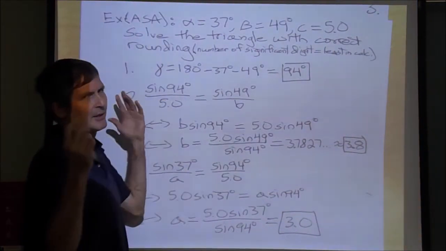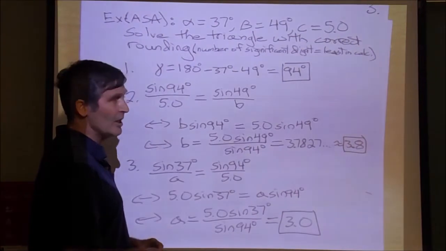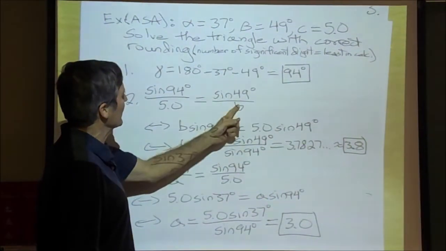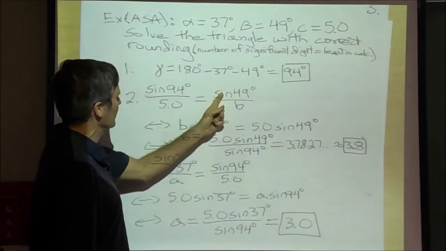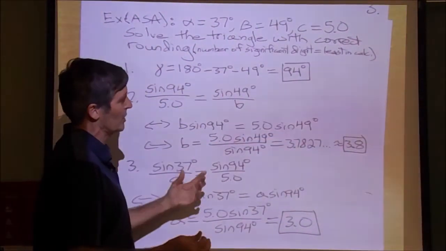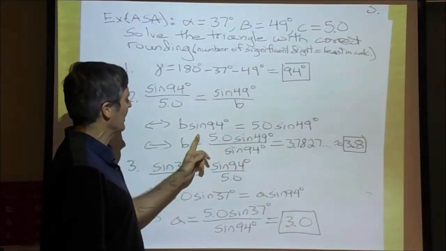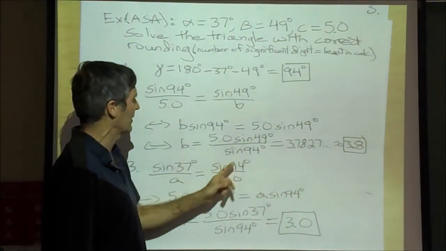Well, this time, just to be different, I'll show another algebraic way people often like to solve these things. Cross multiply. When you have two quotients equal, then this times this equals this times this, right? So you have b times sine 94 equals 5.0 times sine 49. There's cross multiplying to solve this one. Now I can divide by sine 94 degrees and I get this. b is 5.0 sine 49 over sine 94.